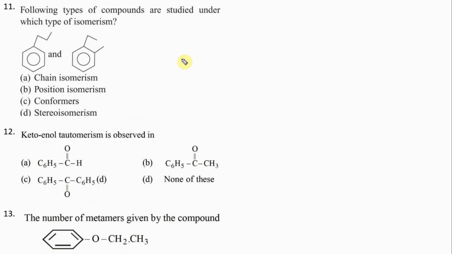Okay, next one. Following types of compounds are studied under what type of isomerism? So now chain isomerism may be possible. Positional isomerism, not really. Positional isomerism means only a prefix or a suffix changes, but the root remains the same. Here the roots are different. We have not yet seen conformers or stereoisomerism. So it has got to be chain isomerism.